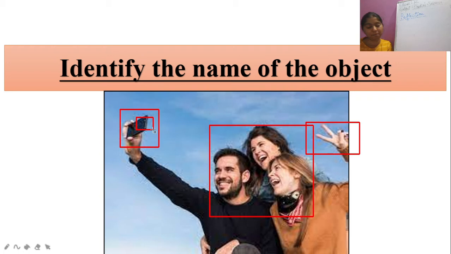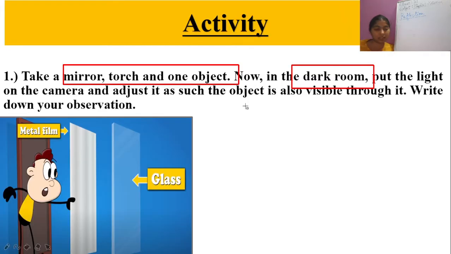So students, we have an activity. See, what's the activity for you? Take a mirror, a torch and an object. The three things you require: mirror, torch and one object. Now move to a dark room. In the dark room you have to put the light on the mirror and adjust it such that the object is visible to you. So tell me, what is your observation? Is it visible to you or not? Is it giving anything which is reflecting to you?